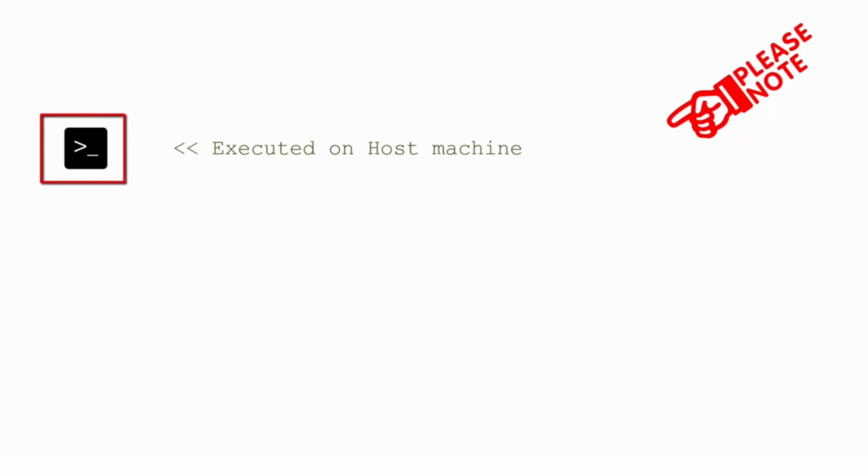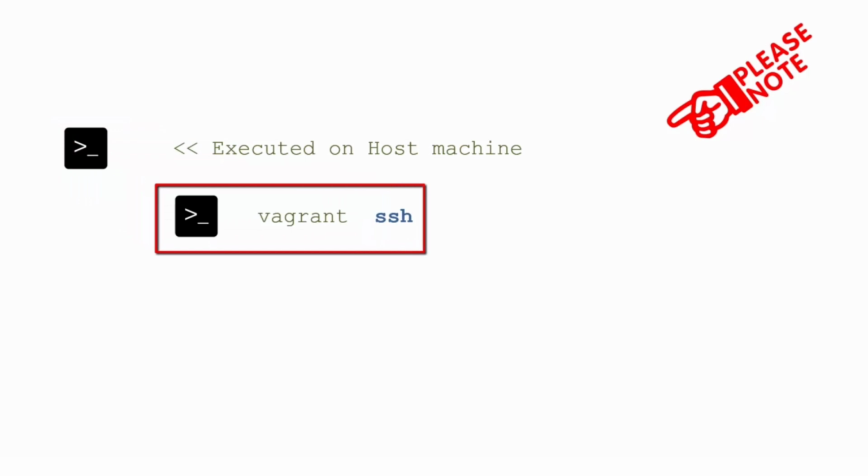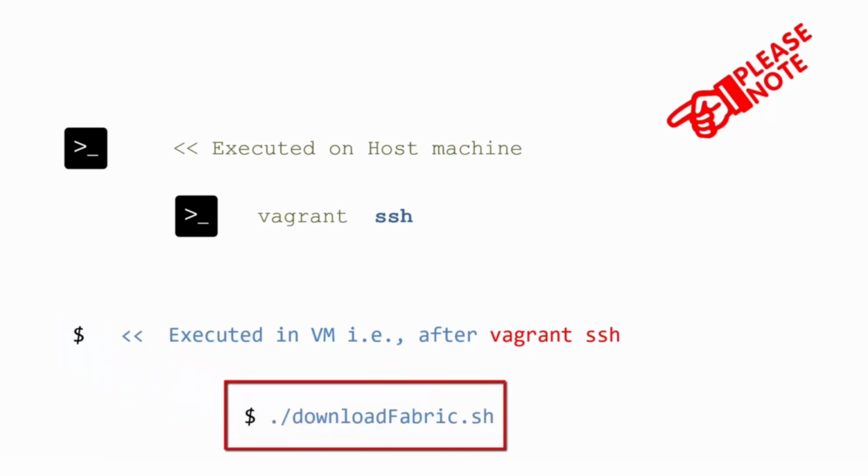Before I proceed with the lecture, I would like to indicate that I have used 2 prompts in the videos. The first prompt is this one, and when you see this, that means the command is being executed on the host machine. So if you're on Windows, you would execute this command on the PowerShell or the command window. And in the case of Mac and Linux, you will execute this command on the terminal window. When you see this prompt, that means the command is being executed in the VM. That is, after you have logged into the Vagrant by using the command vagrant ssh. And so this command will be executed on the VM terminal prompt.